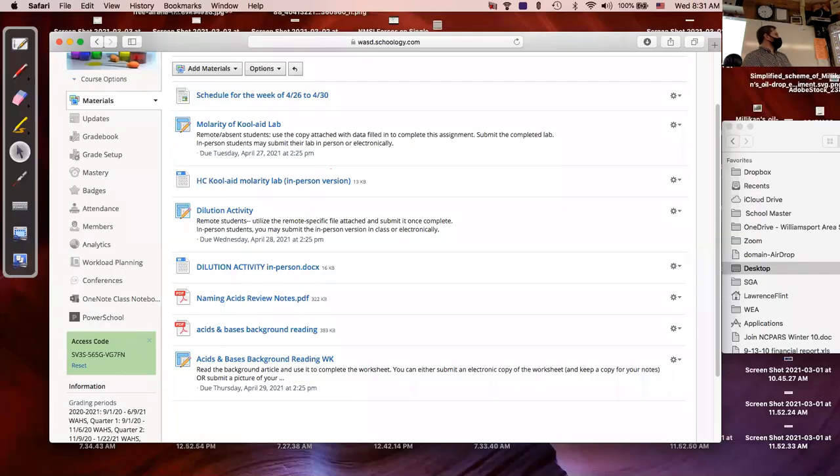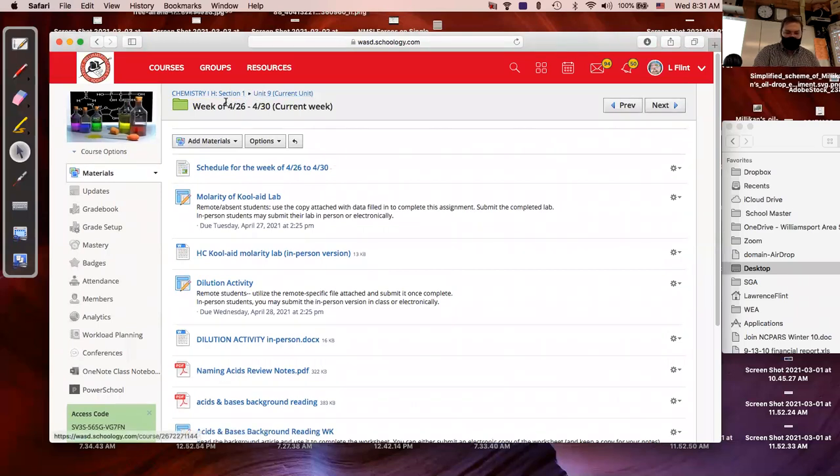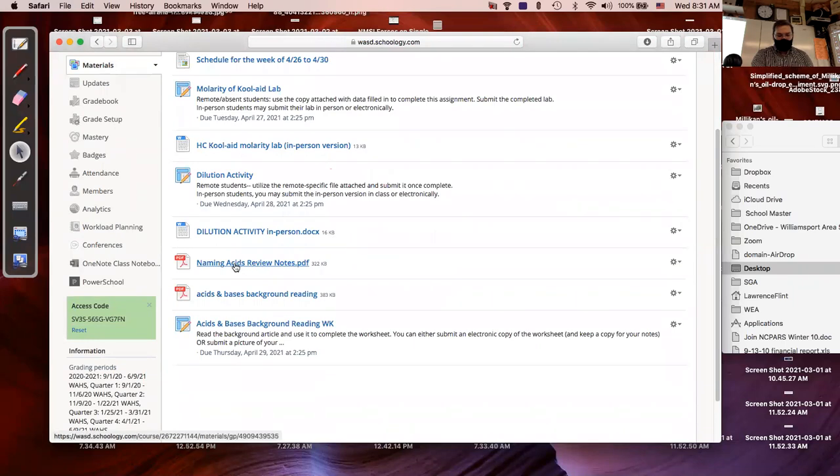All right, you should have picked up three things on your way in. If you're remote, in the folder for this week, in Unit 9, the week of 4/26 to 4/30, at the very bottom, there's three things. One says naming acids review notes. Another one, acid-base background reading. Another one says worksheet, but not really a worksheet, more like a thing for you to organize your notes.